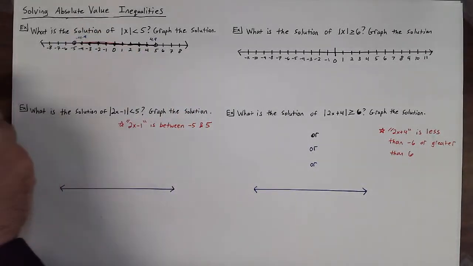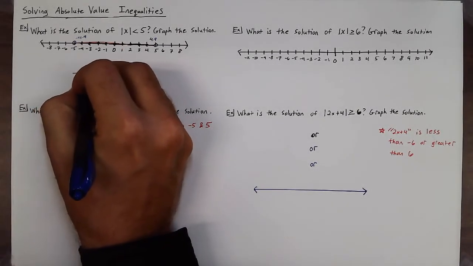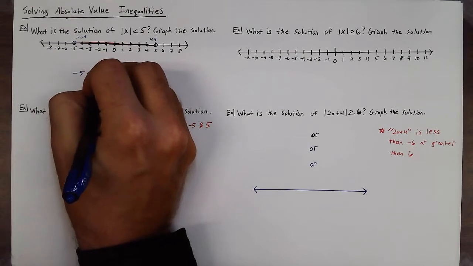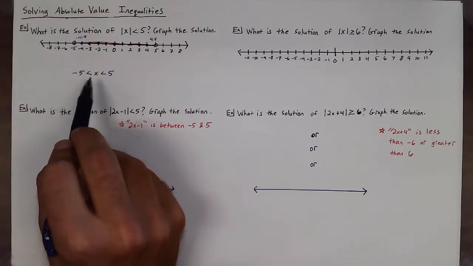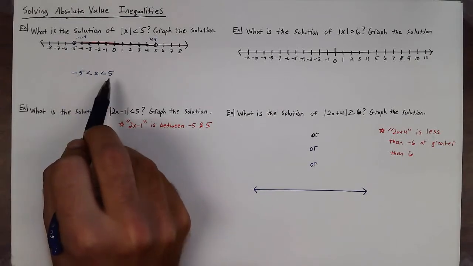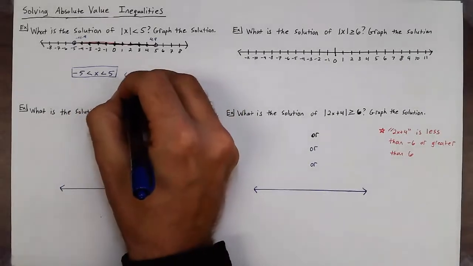So to write this as an inequality, we'll say that negative 5 is less than x, which is less than 5, which normally read can also just mean x is between negative 5 and 5. This is referred to as a compound inequality.